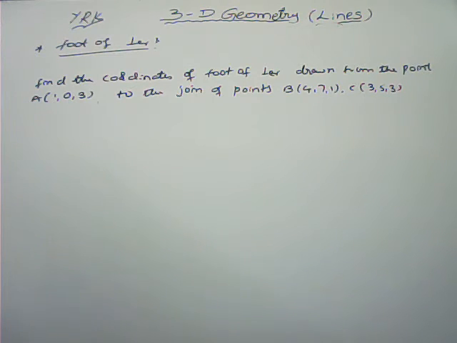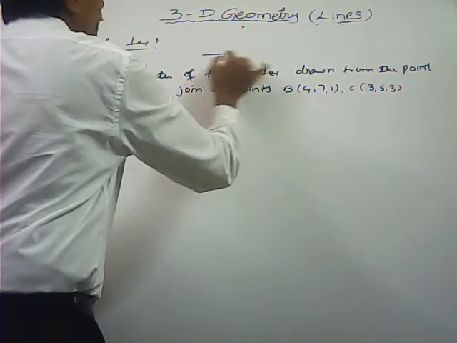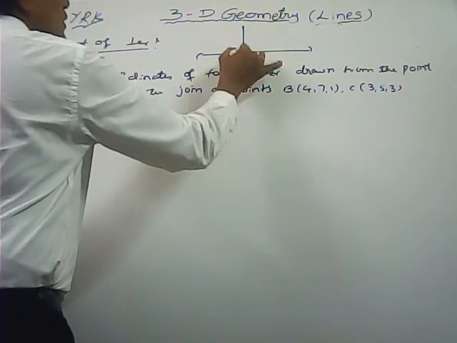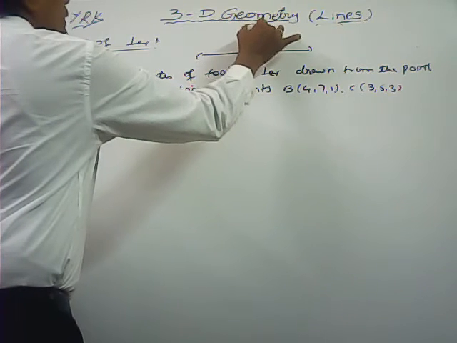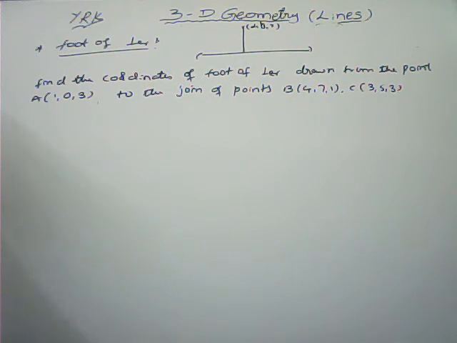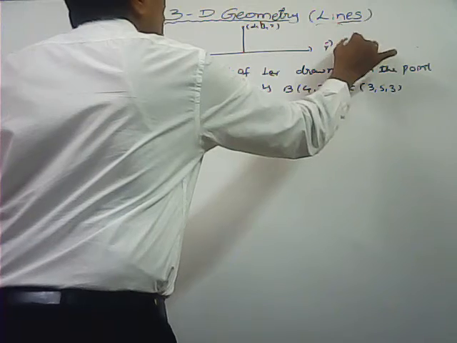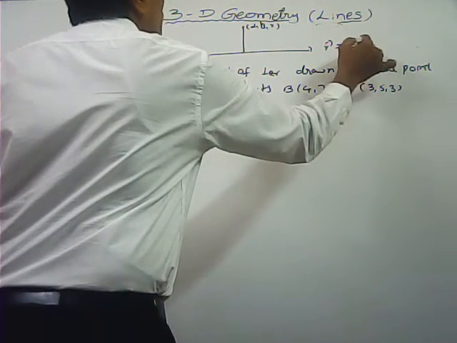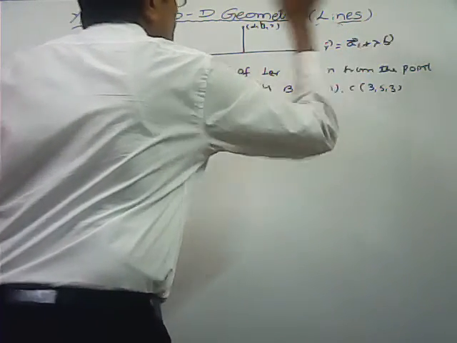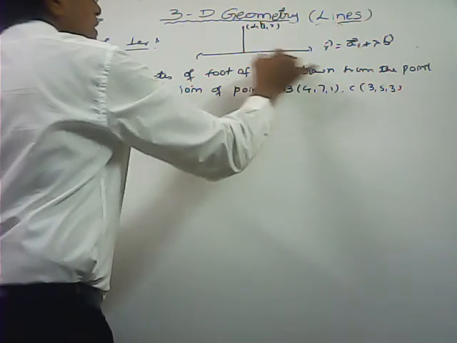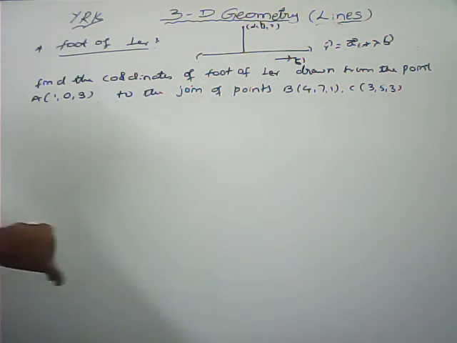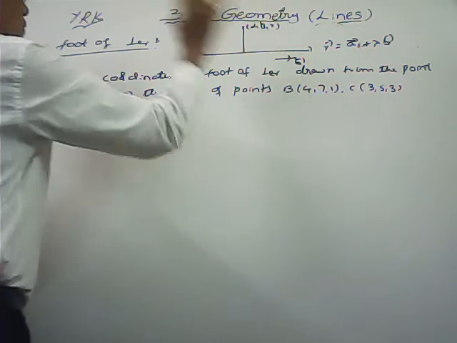Next, foot of the perpendicular or image. How to find the foot of the perpendicular from the given point to the given line? For example, here alpha, beta, gamma. We want the foot of the perpendicular of alpha, beta, gamma on the line R bar equals A bar plus lambda B bar. So the parallel DRs of this line are given by B bar. The DRs of B bar are the DRs of the given line only. Why? Because this is parallel to the given line.